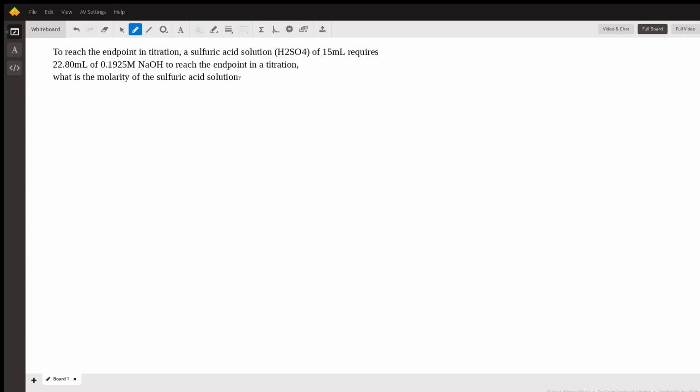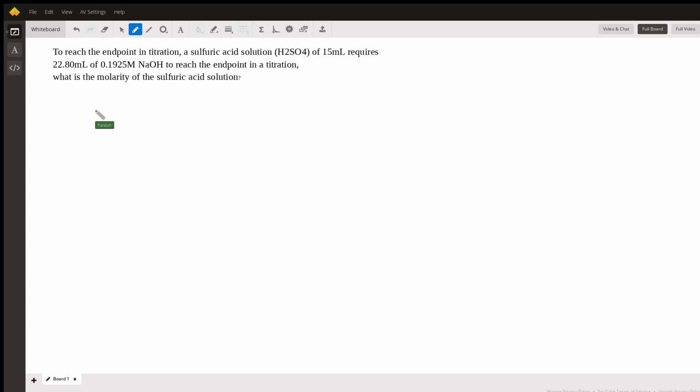In this case we have sulfuric acid reacting with sodium hydroxide, and they gave us the sulfuric acid volume, but they did not give us the concentration of the acid. Instead, they gave us both the volume and the concentration of the base.